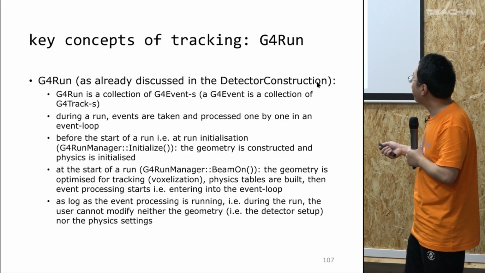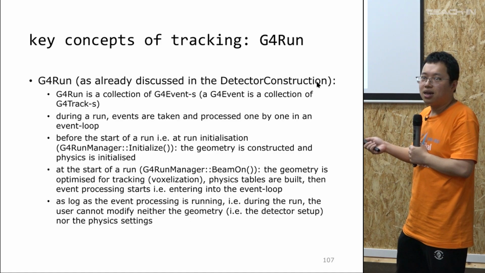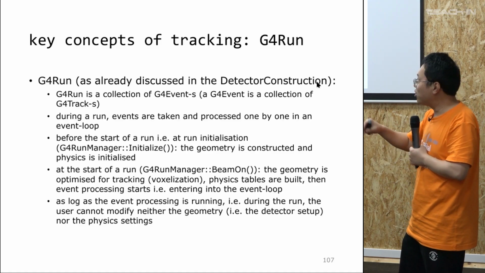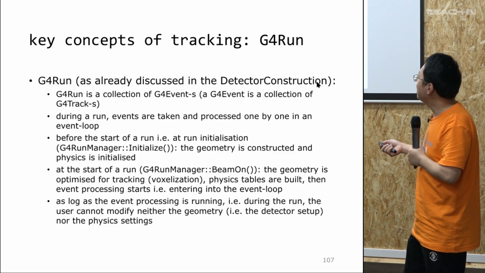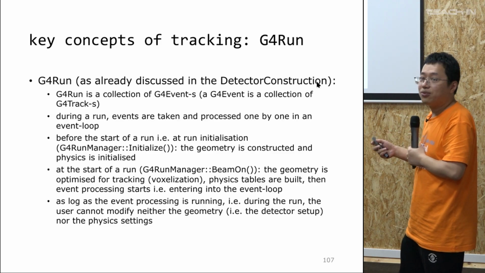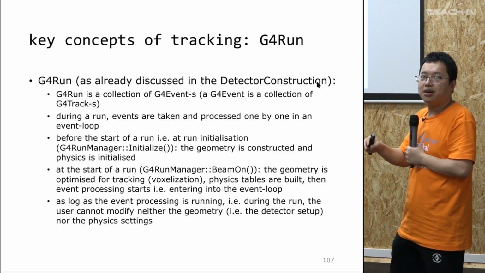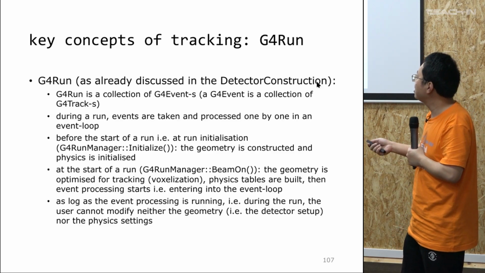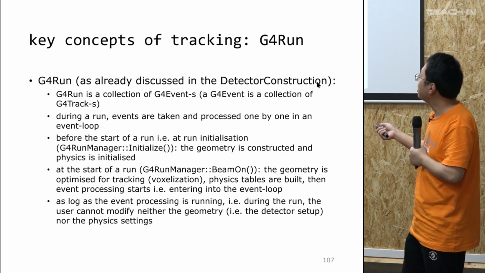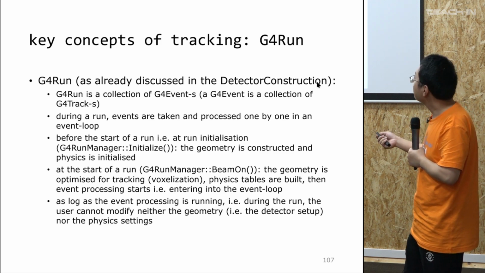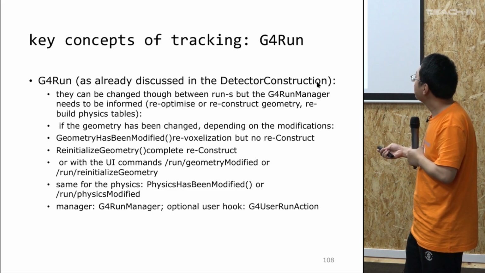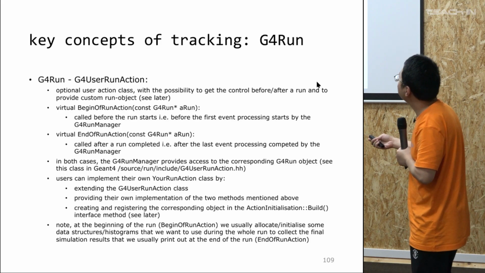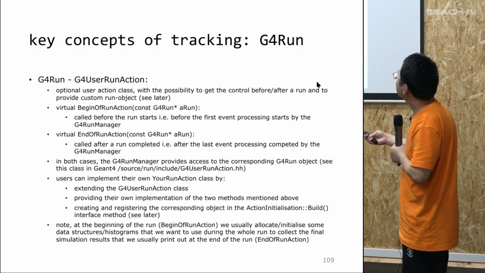For example, when we start the run, we can open a file and book some trees. At the end of the run, we save the tree into the file, and then close this file. This is what we can do in this run action. Okay, maybe we can continue.